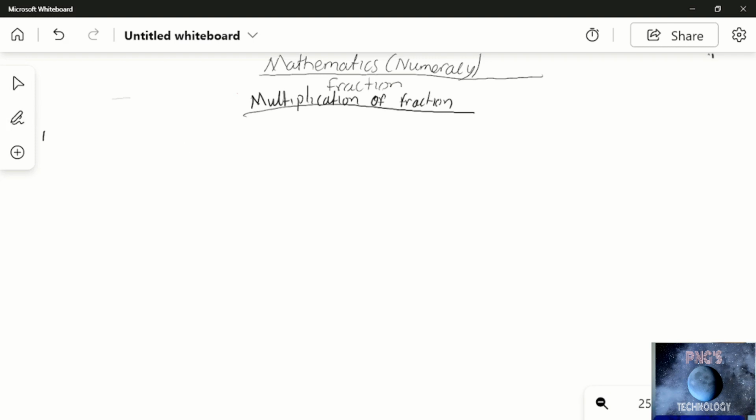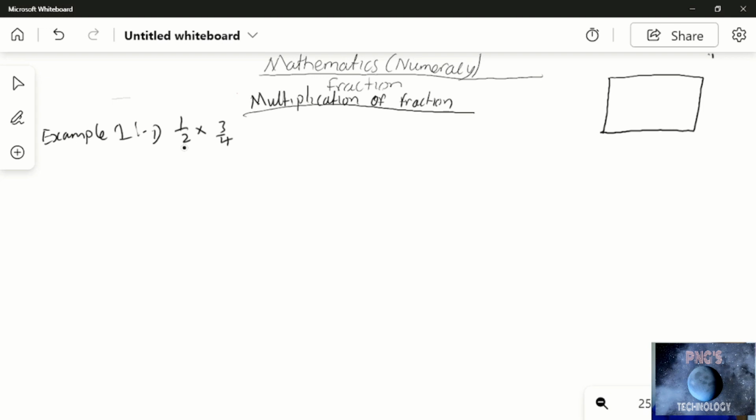So example 1. We're given 1/2 times 3/4. Now I want to quickly show you something we call a diagonal. A diagonal line is a line from one top edge to the opposite bottom edge.